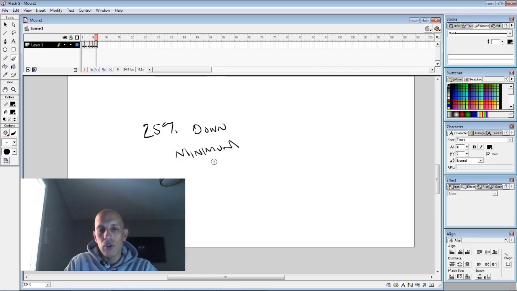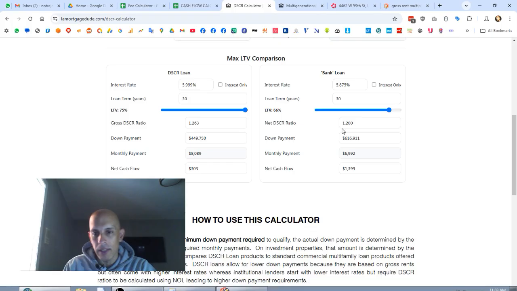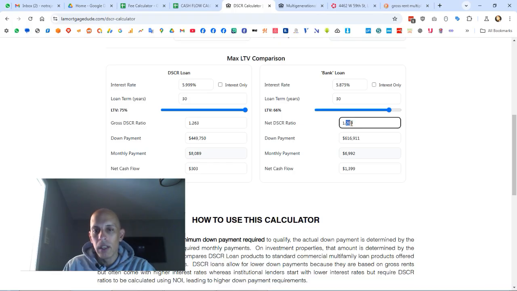And that's true, but that doesn't necessarily mean that's what you have to put down, because as you can see in that calculator, if you want to hit a 1.2 DSCR ratio, you're going to have to put 34% down. With us, you'd be able to put down a 1.15, and now you're looking at a down payment of 31%.